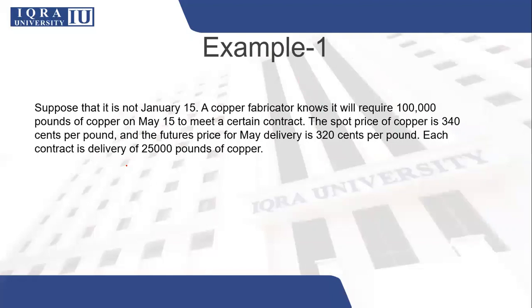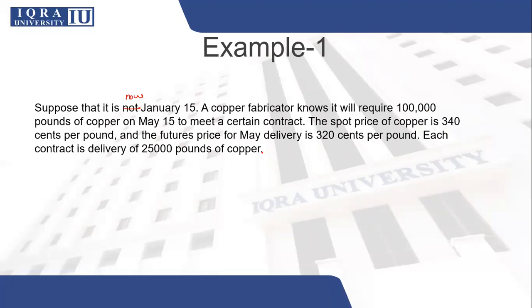So suppose that it is now January 15th, and a copper fabricator knows it will require 100,000 pounds of copper on May 15 to meet a certain contract. The spot price of copper is 340 cents per pound, and the future price for May delivery is 320 cents per pound. Each contract is a delivery of 25,000 pounds of copper.